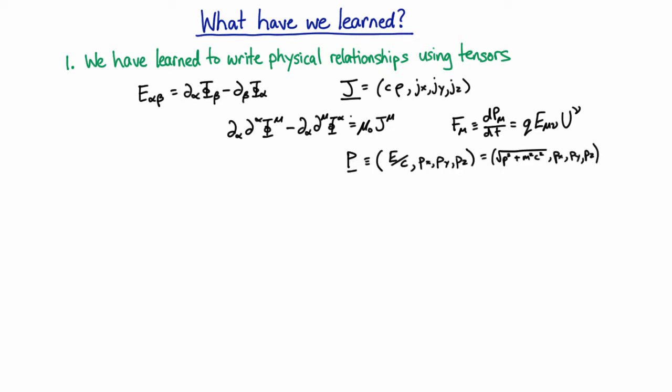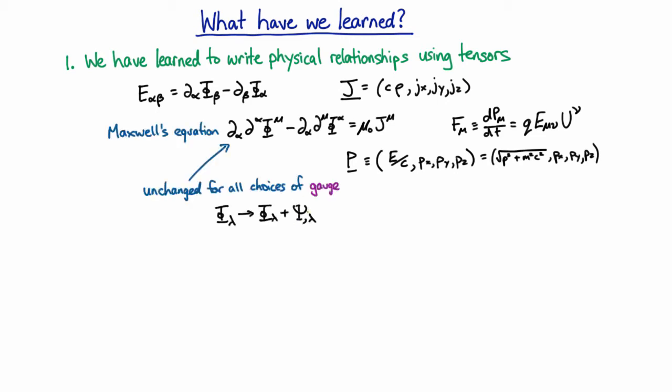We know that momentum is, of course, another 4 vector, so it must be energy momentum. We know that things like Maxwell's equations are unchanged for all choices of gauge. So we have complete freedom over this extra field that we add. All we have to do is take a completely arbitrary field. If we take the derivative of it, we can add it to our electromagnetic fields without changing Maxwell's equations or our forces or anything.